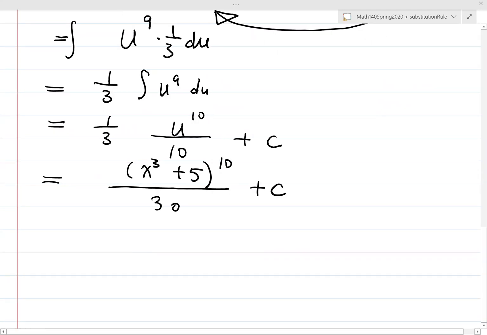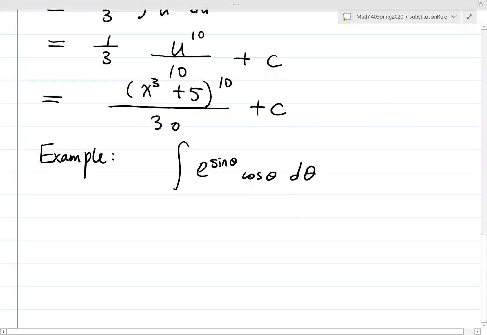More example. E to the sine theta, cosine theta d theta. Okay, what do we substitute? When you do substitution, the choice of what factor you substitute is not unique, sometimes. So here, what choice do we make? You see, we have sine, we have a cosine, we have e to the sine.